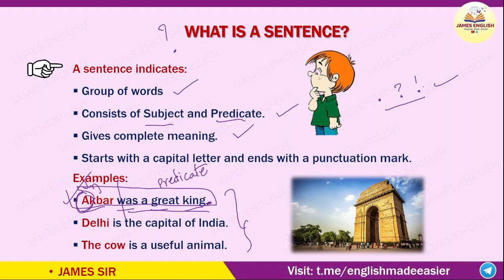So friends, we can come to a conclusion. A sentence is a group of words. It consists of subject and predicate. It gives complete meaning. A sentence starts with a capital letter and ends with a punctuation mark.